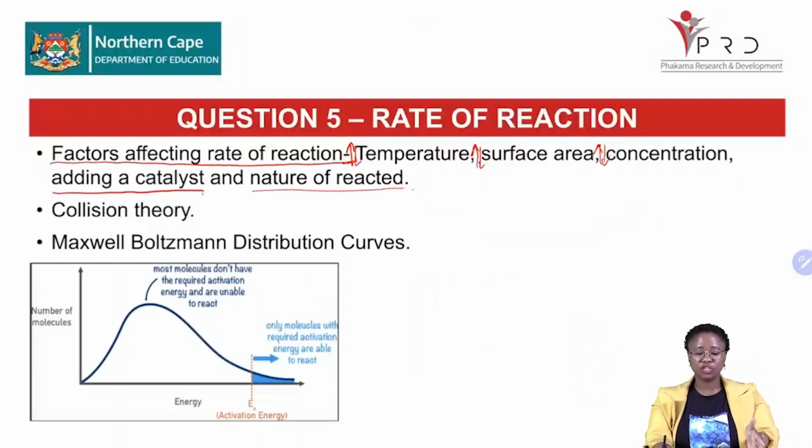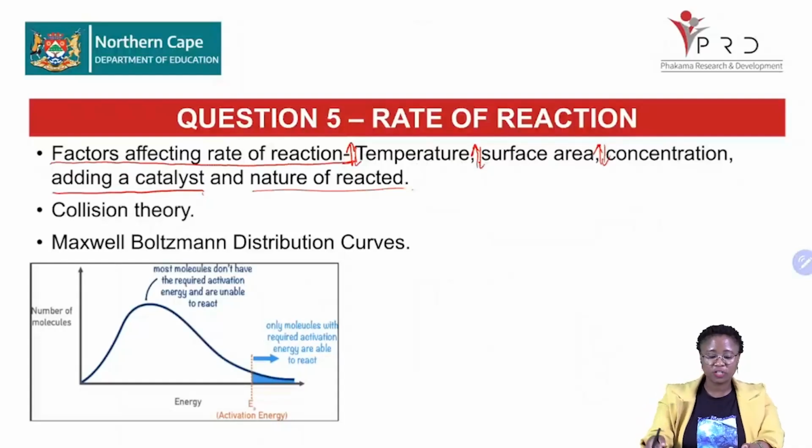Now, what is the relationship between increasing temperature and the rate of reaction? As we increase the temperature, remember, the rate of reaction will be faster. When we increase surface area, rate of reaction will be faster. Increasing concentration, rate of reaction will be faster. Adding a catalyst, rate of reaction will be faster, as well as the nature of the reactant. Depending on which nature of the substance we are dealing with, either a solid, a liquid, or a gas, it will determine if the rate of reaction will be faster or slower.